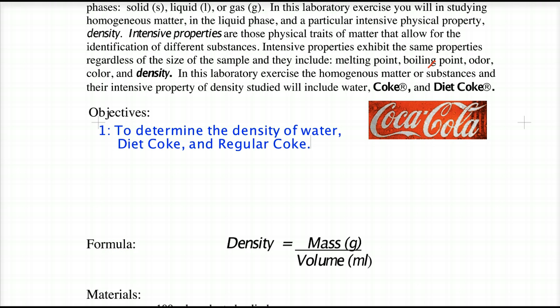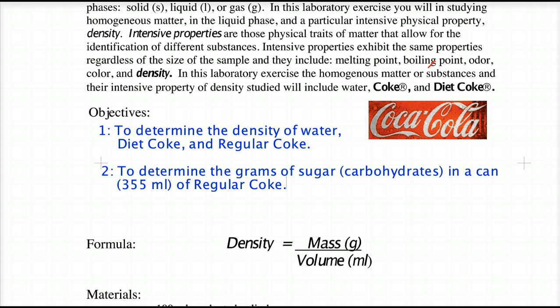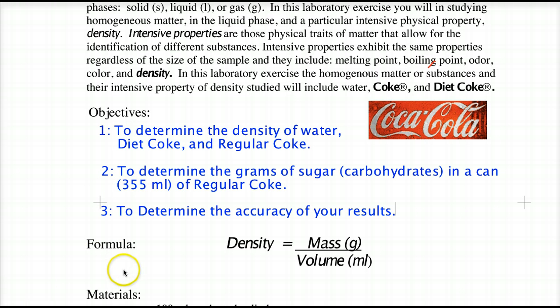Number 2, determine the grams of sugar or carbohydrates in a can of Coke, which by the way will be 355 milliliters. So we're going to determine the densities of regular and Diet Coke and somehow through that data calculate the grams of sugar in a regular can of Coke, which is 355 milliliters. Number 3, determine the accuracy of your results using a percent error.